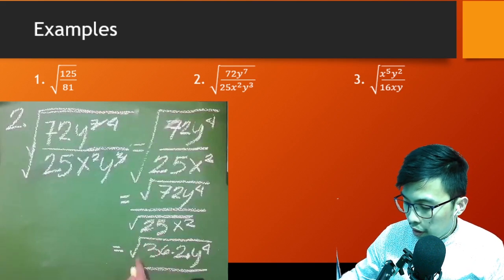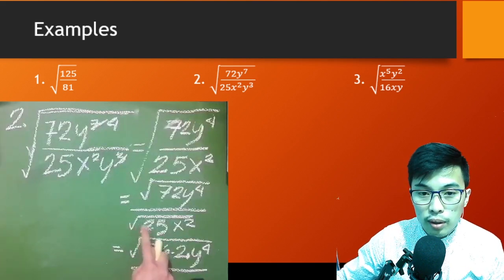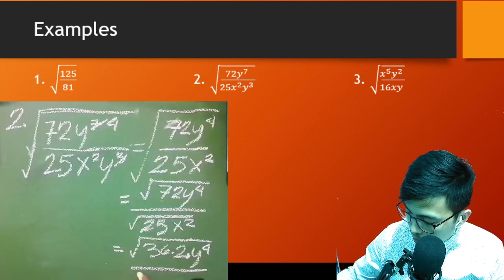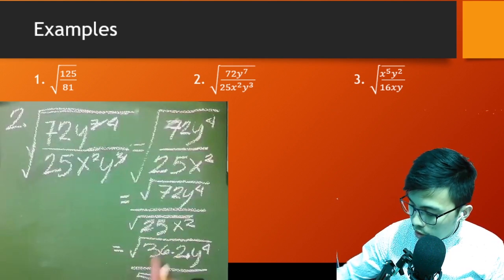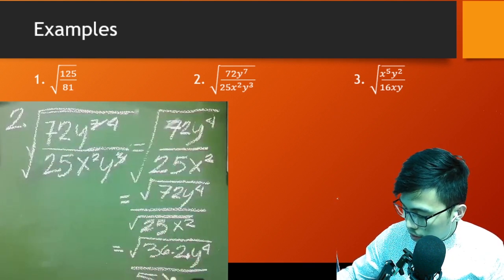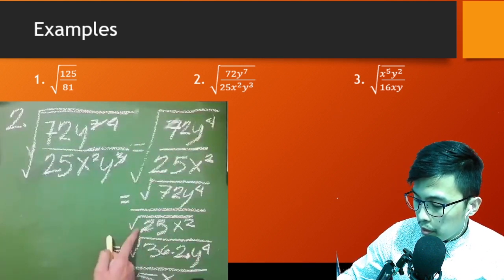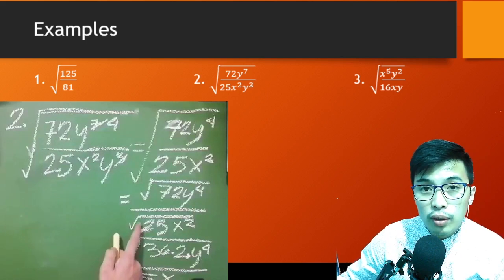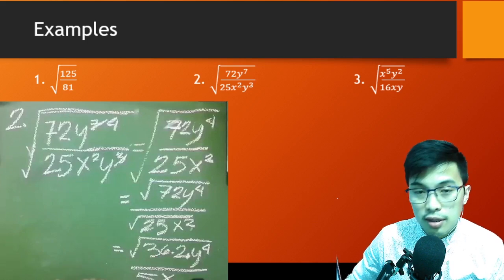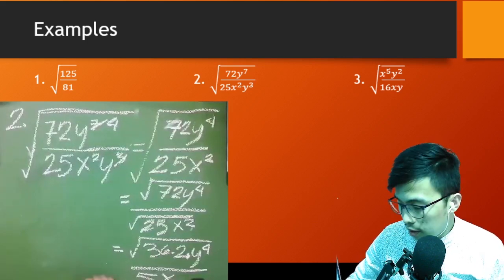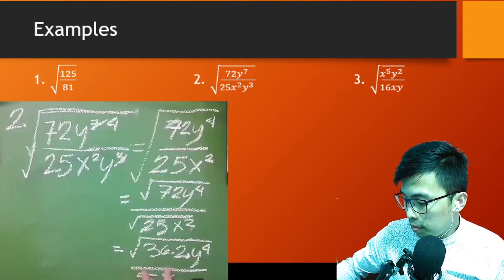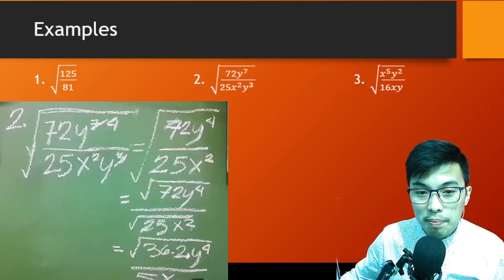Okay, so pwede na natin kunin yung square number nito, which is 25. And then x raised to the power of 2, the square root of this is x. Okay, so therefore the simplified form of square root of 25x squared is 5x. Okay? That is, by the way, 5x. Hindi na nakita dito sa camera.